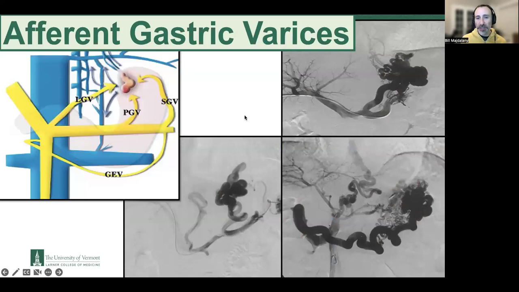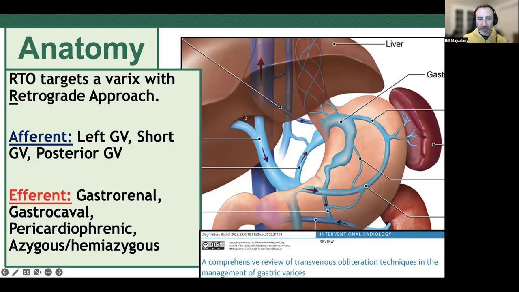And you see them here depicted angiographically. The efferent veins are the ones that are going from the varix back to the systemic circulation. So this is ultimately how we're going to get to the varix from an RTO approach. So the efferent veins are going to generally go from a gastrorenal approach from a procedural standpoint, but you could conceivably potentially approach them through enlarged pericardiophrenic, azygous, or hemiazygous communications with the IVC. Those are much less common.